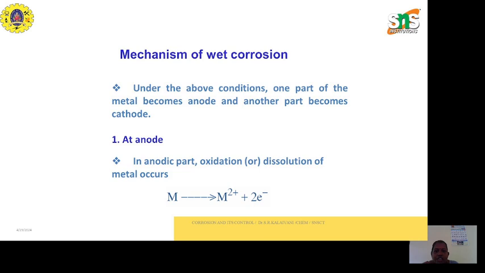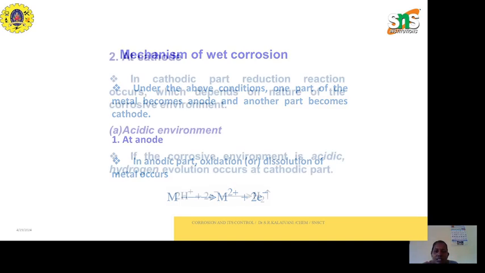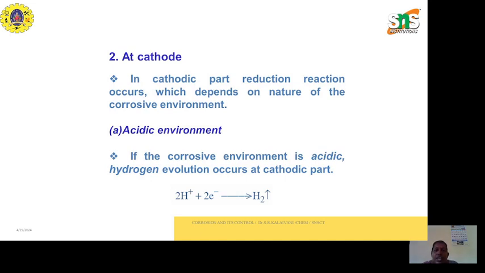Mechanism of wet corrosion. Under the above conditions, one part of the metal becomes anode and another part becomes cathode. At the anodic part, oxidation or dissolution of metal occurs. So the metal undergoes an oxidation process to form metal ions plus 2 electrons. At the cathodic part, a reduction reaction occurs which depends on the nature of the corrosive environment.